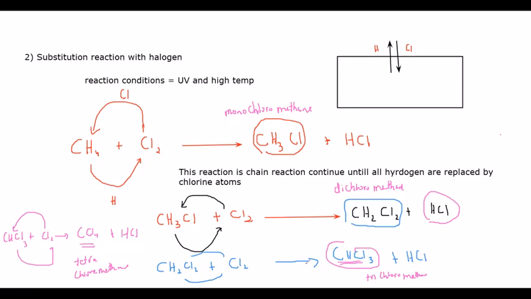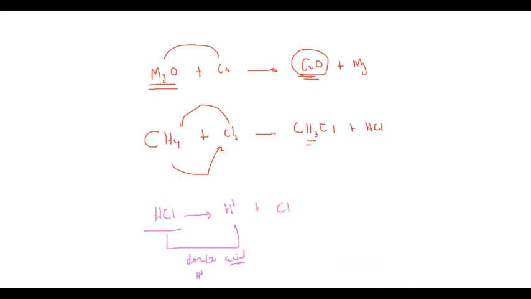But this is the simplest one. We started with methane, but this can happen for any alkane. If you have an alkane, say C4H10, it's butane. If butane reacted with chlorine, what will be the first product? Chlorine will take the position of hydrogen, so it will become C4H9Cl plus HCl. HCl, hydrogen chloride gas, will always be there.